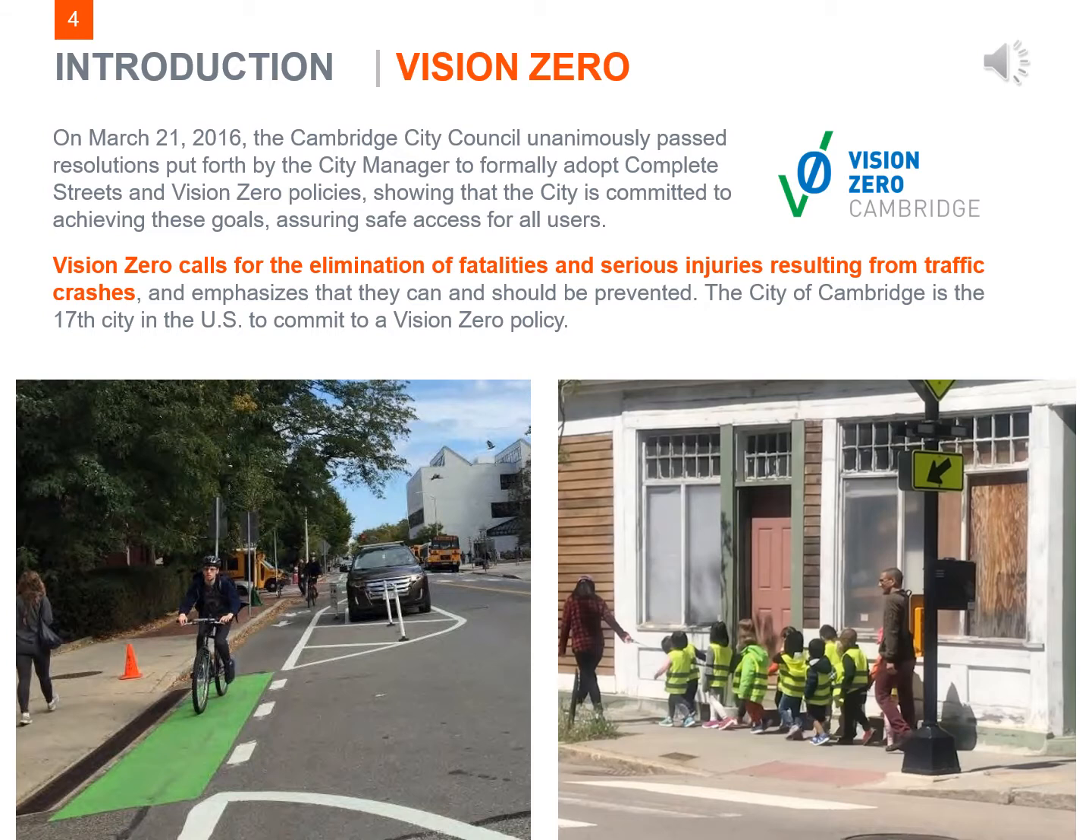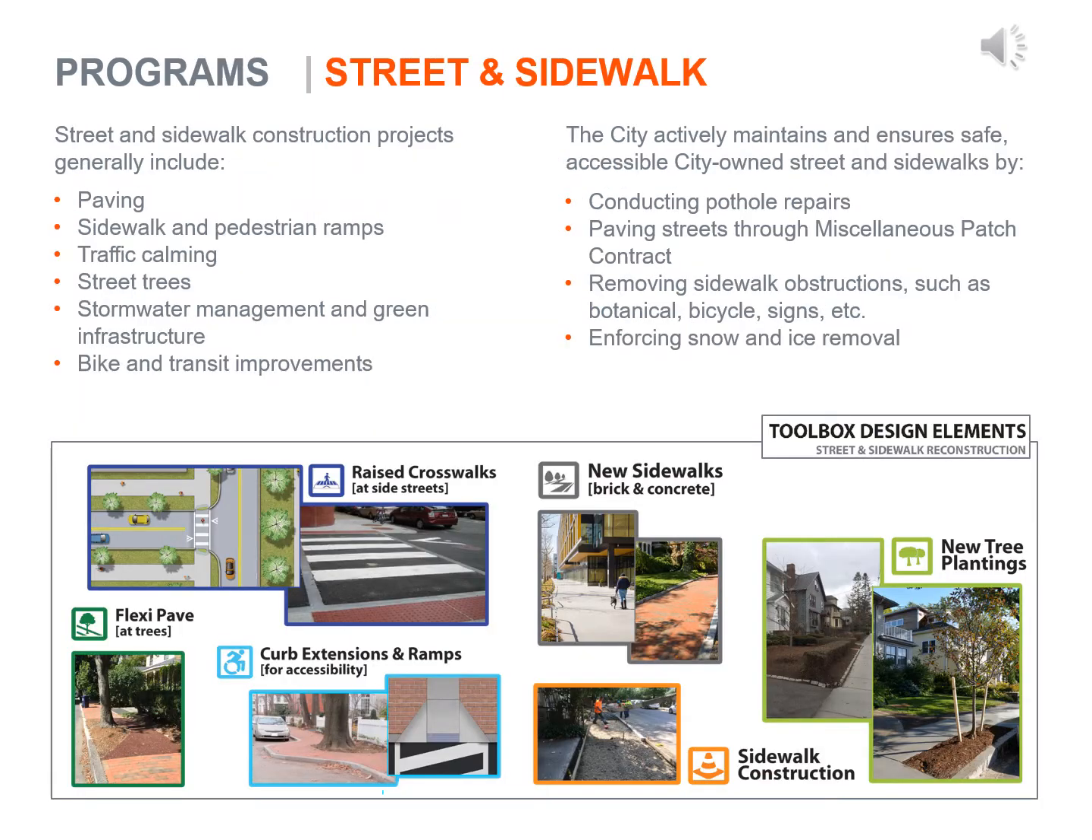Vision Zero. Adopted by the City Council in 2016, Vision Zero calls for the elimination of fatalities and serious injuries resulting from traffic crashes. This slide also shows some of the typical tools we use on narrow residential streets. In regards to sidewalk access, when it's not possible to get the required sidewalk clearance, which is 36 inches, on the house side of a large tree, we can interrupt the parking lane and provide a sidewalk on the street side of the tree to make the sidewalk accessible.